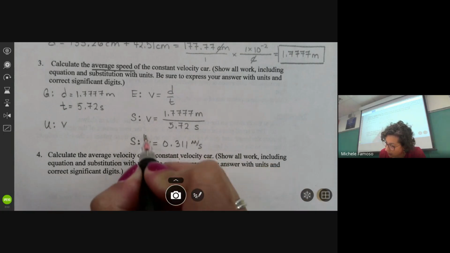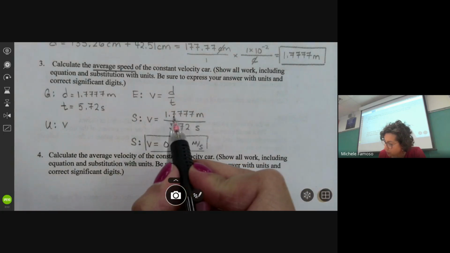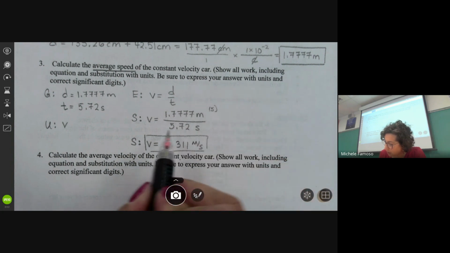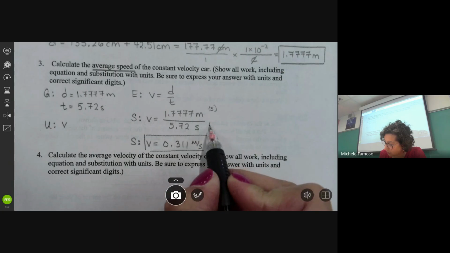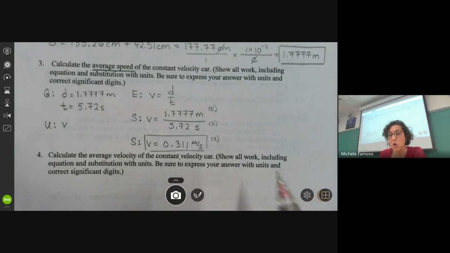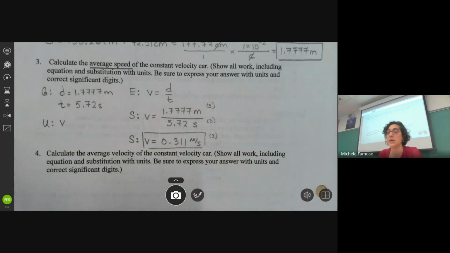I need 3 significant figures because my numerator had 1, 2, 3, 4, 5 sig figs, and my denominator, by the Pacific rule, 1, 2, 3, had 3. So my answer has 3 using the Pacific rule. Yours might have 4 if your time was 10 seconds or greater, because then you have another digit there.